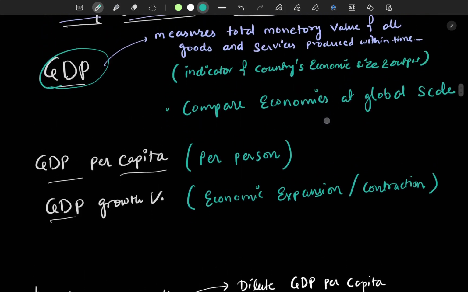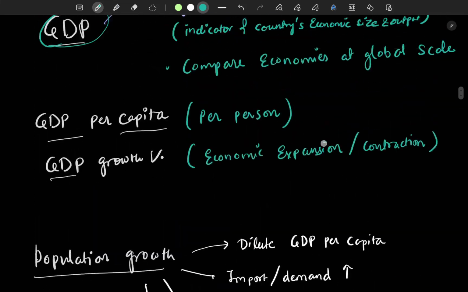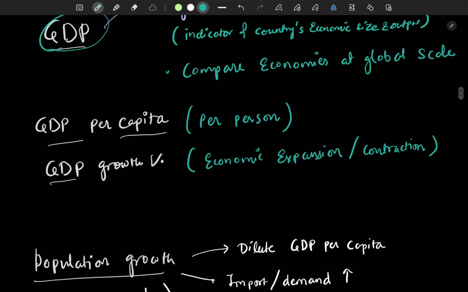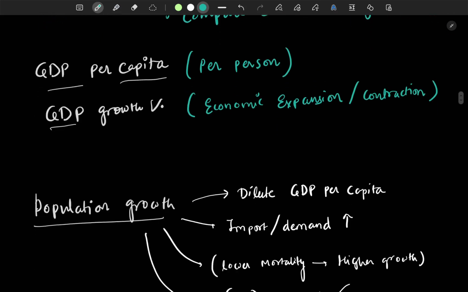GDP is interrelated with various other terms, which can affect each other. Okay. So what is GDP per capita? GDP per capita is GDP per person. For simplicity, it represents the average creation or earning per person. GDP growth percentage is an indicator of economic expansion or contraction: the total GDP compared with the previous year's GDP.